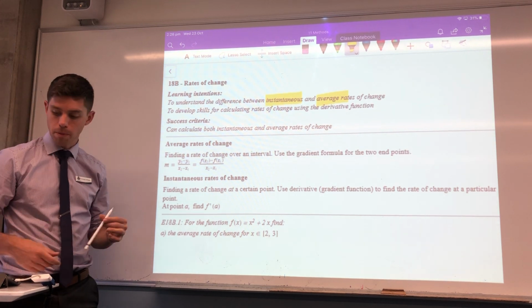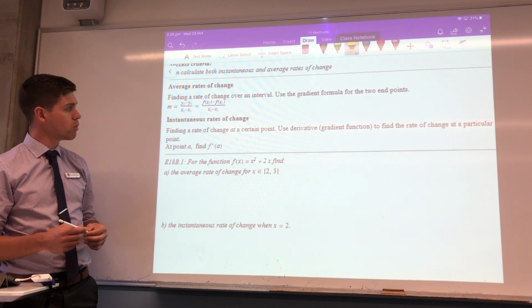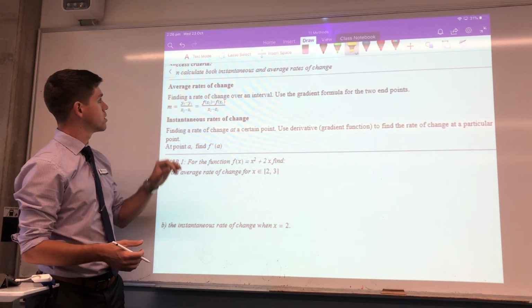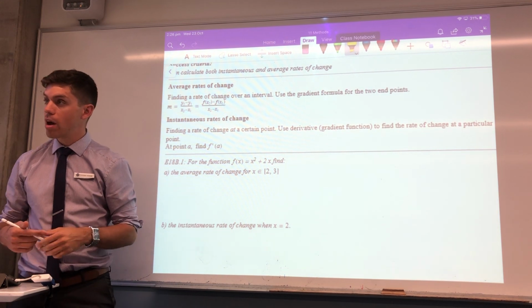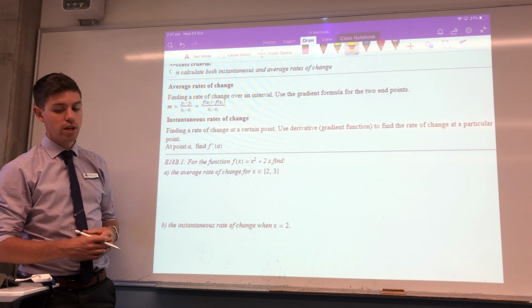So, let's have a look at the content here. Well, we don't have too much more new calculus to introduce, so let's just define our two, average and instantaneous rates of change. You would have dealt with average rates of change before. And as you can see, the formula is quite familiar.